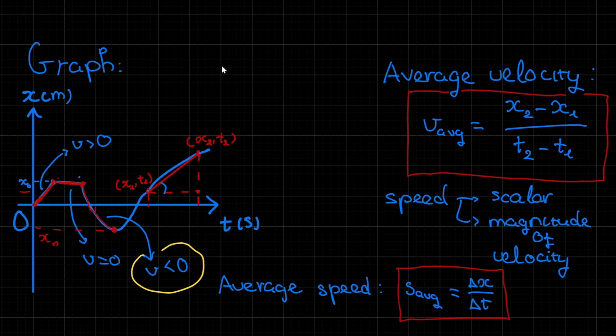Well, another thing I want to say is speed. Speed is the magnitude of velocity, and it's basically just equal to delta x over delta t, and this is always positive, different from the average velocity.